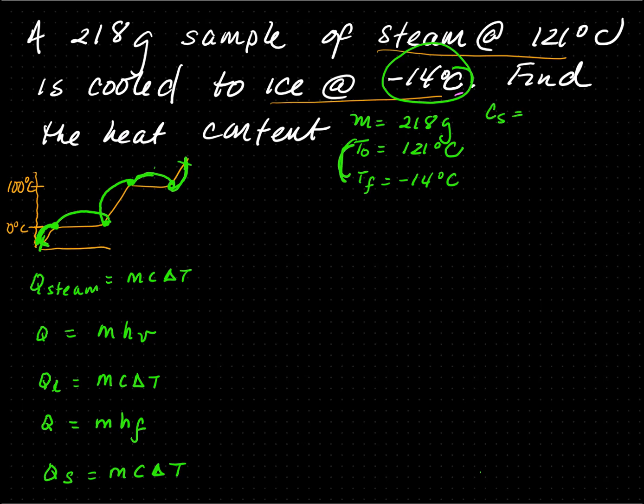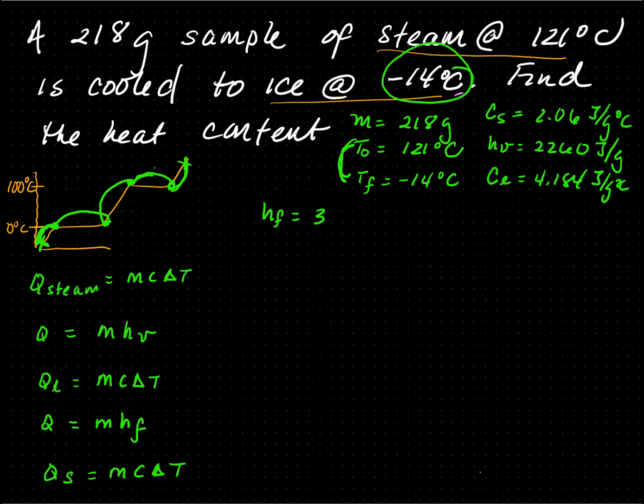C of the steam is 2.06 joules per gram degrees Celsius. The HV is 2260 joules per gram. C of the liquid is 4.184 joules per gram degrees Celsius. The latent heat of fusion is 333 joules per gram. And then C of solid or ice is equal to 2.03 joules per gram degrees Celsius. These values are slightly different from the table that I provided, but it varies from table to table. But the process to solve these problems is the same.